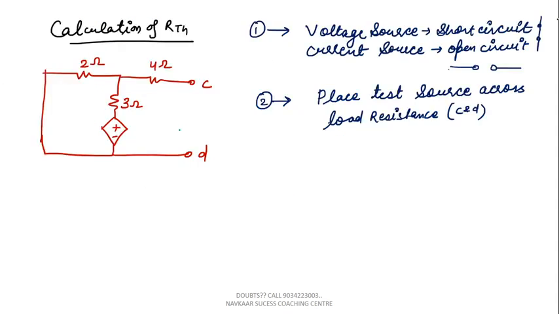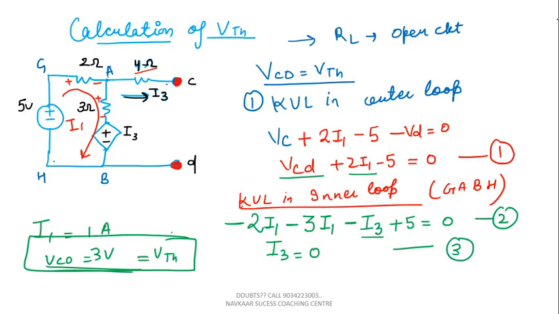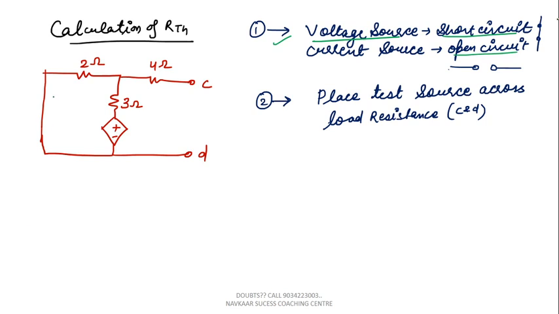Next step is the calculation of RTH. For the calculation of RTH, we have to follow 2 steps. The first step is that the voltage source must be short circuited and the current source must be open circuited. If it is short circuited, just imagine that you are closing the door. Short circuit means closing the door and open circuit means opening the door. So in this, which source is present? You can see that 5 volt is the voltage source, so I have short circuited this source.